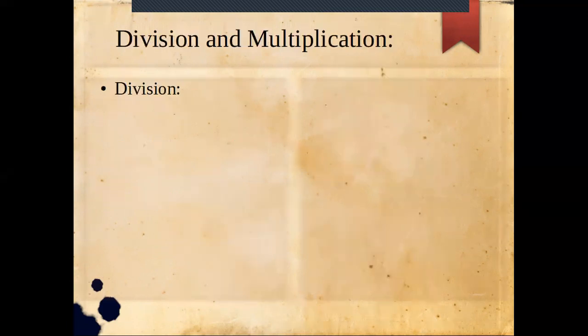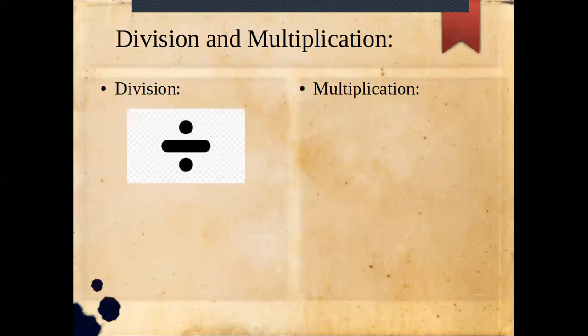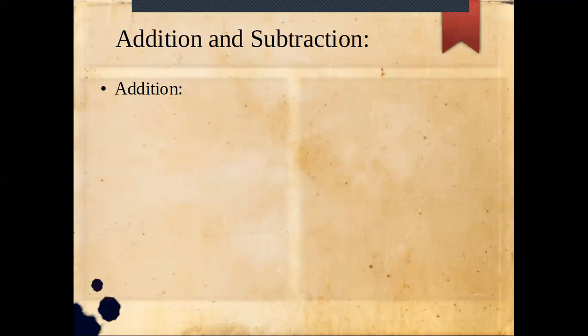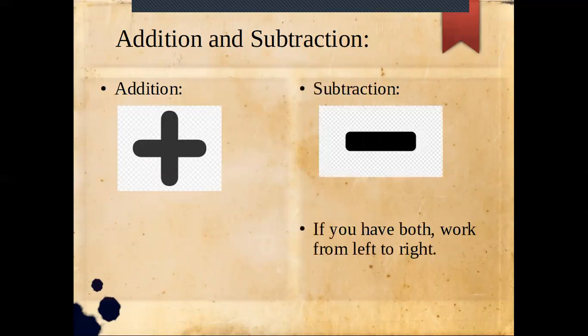So division and multiplication. So that's the division sign. That's a multiplication sign. If you have both, you work from left to right. So addition and subtraction finally. That's an addition sign, plus sign, and a subtraction sign, minus sign. If you have both, you work from left to right in an equation. It doesn't really matter which order you do the addition and subtraction together, or the multiplication and division, but we just put them in this order to help us remember it better.